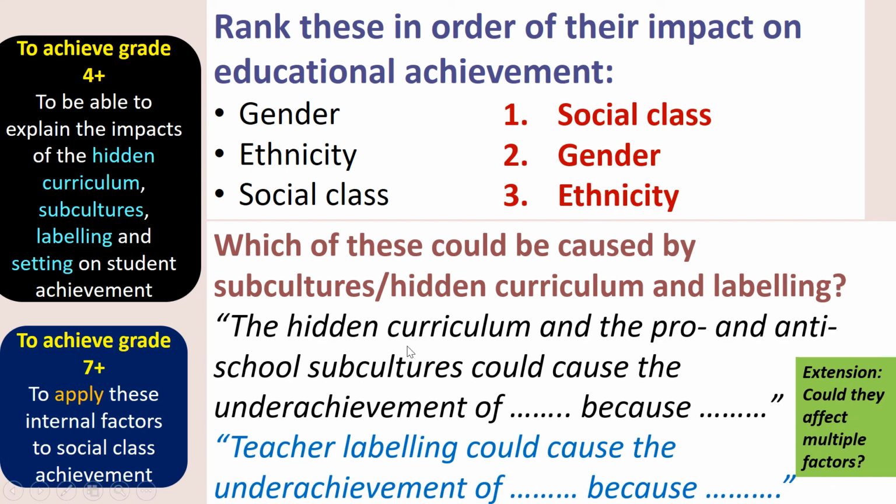The hidden curriculum, these ideas that, hey, it's good to be punctual, it's good to respect authority. The pro-school subcultures that some students have, the anti-school subcultures of others, could that affect the underachievement of a particular group? They wouldn't respond as positively to that hidden curriculum. How about teacher labelling, where teachers assume someone's going to do badly, and so they do? Could teacher labelling cause the underachievement of a particular group?